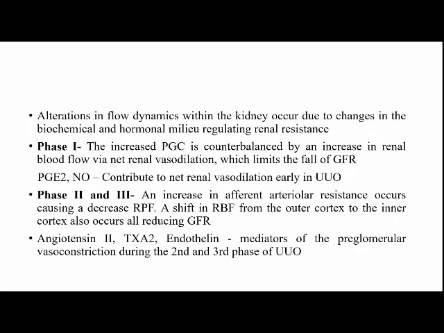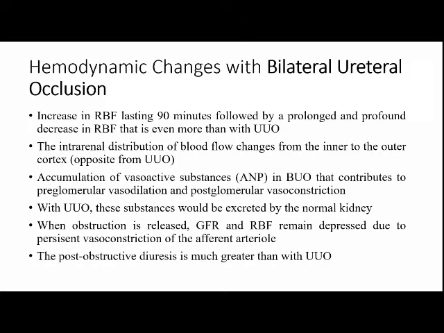So, what are the mediators in unilateral obstruction? There is pre-glomerular, that is afferent arteriolar vasoconstriction, trying to reduce the glomerular filtration rate. The most common hormones involved are angiotensin II, thromboxane A2, and endothelin. So the pre-glomerular vasoconstriction occurs, reducing the increase in renal blood flow and maintaining the GFR.